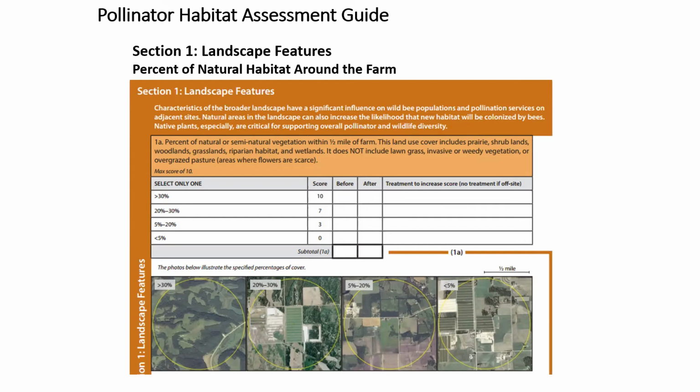The more natural or semi-natural vegetation within a half mile of the farm, the better, and the higher your score. So you're going to be entering scores here before conservation efforts and after conservation efforts, and obviously you can tally these up at the end.